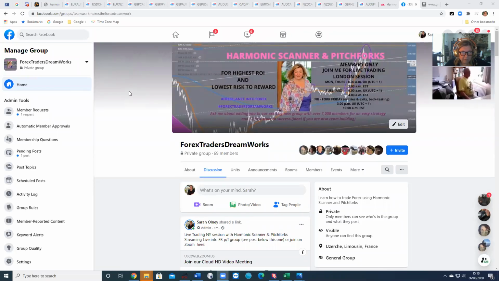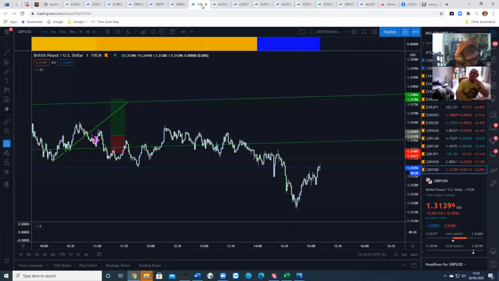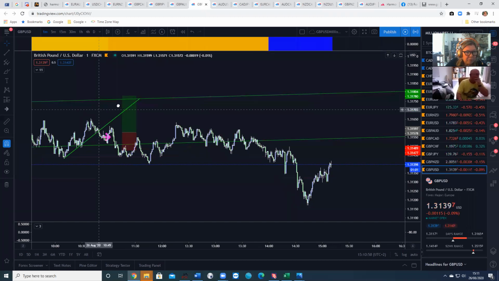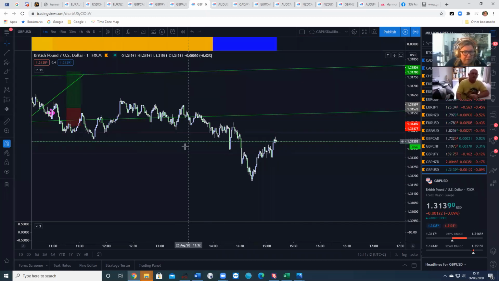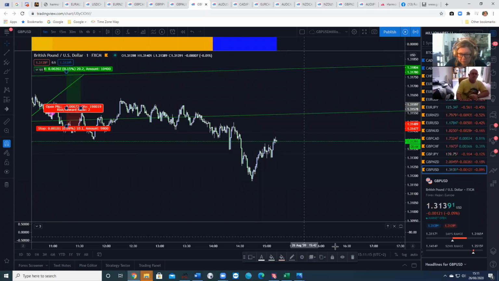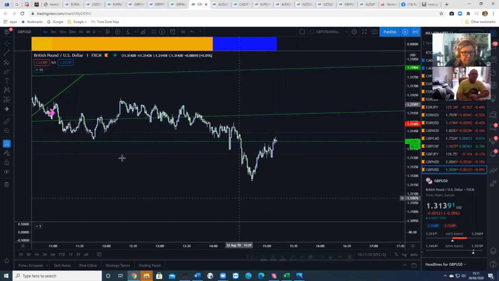And no red news today, but there is tomorrow. So we'll start with GBP USD. And from the session this morning, we were on at this point here. It decided it didn't like that, and it's gone all the way down here. So there's no trade on this at the moment.